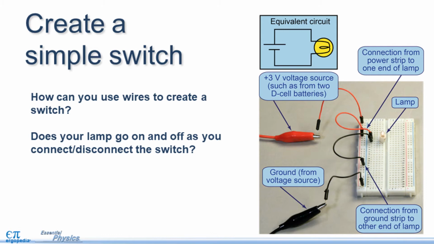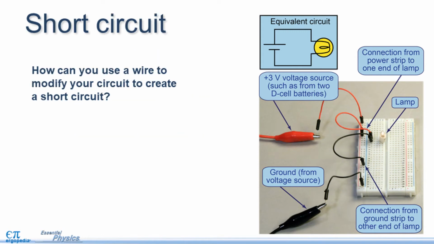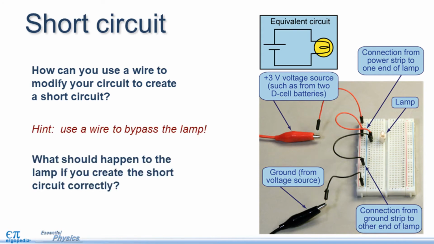Now you're going to create a simple switch. How can you use wires to create a switch? Does your lamp go on and off as you disconnect the switch? How can you use a wire to modify your circuit to create a short circuit? This doesn't mean actually do it. You're going to answer the question. Here's a hint. Use a wire to bypass the lamp. What should happen to the lamp if you create the short circuit correctly?